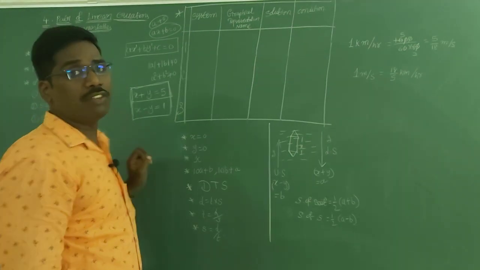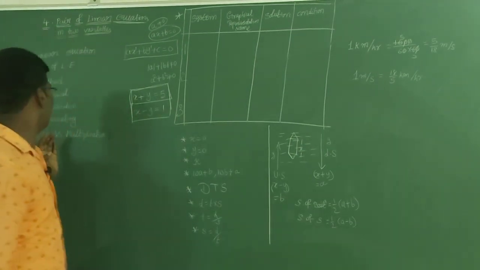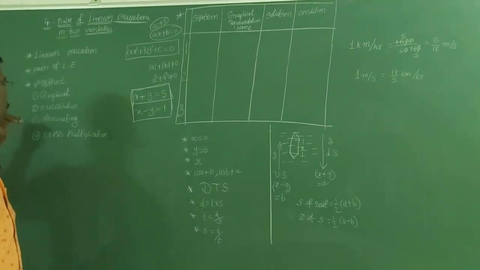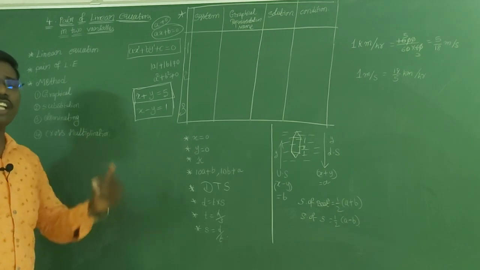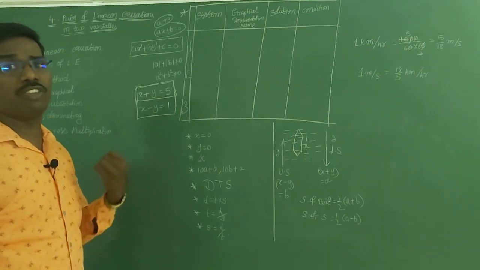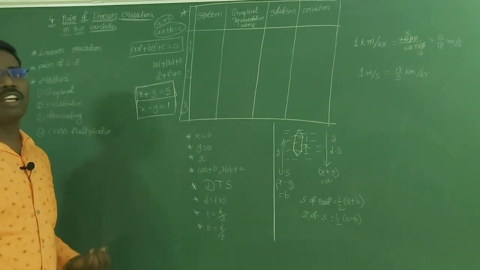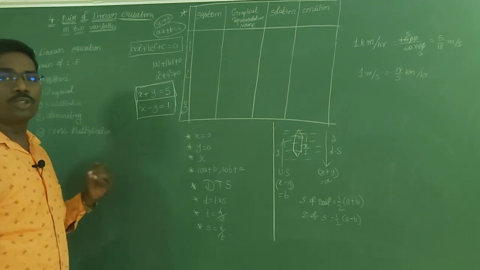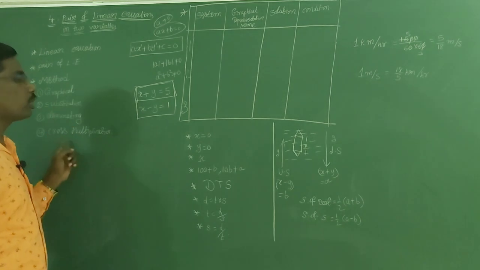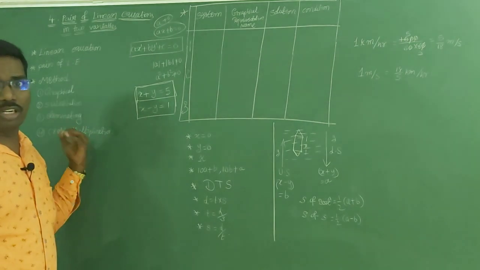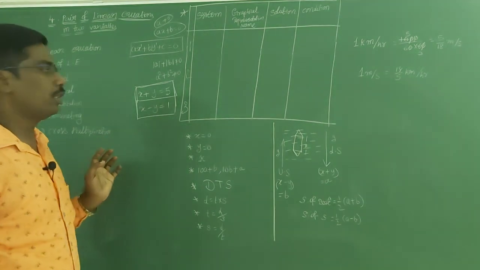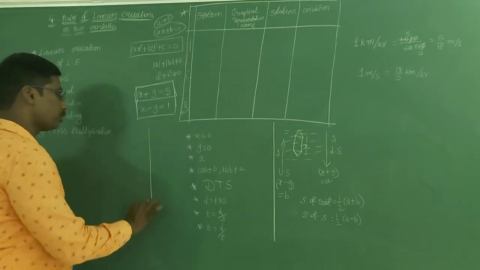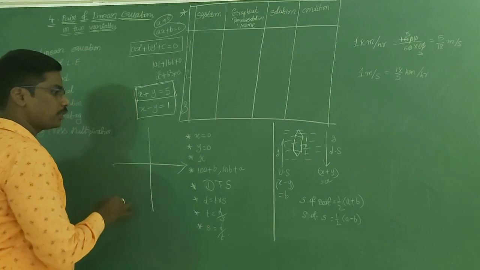For solving these equations, there are methods: graphical method, substitution method, elimination method, cross multiplication method. In your exam, if they want to ask a concept question, they will ask which method is not used to solve pair of linear equations. They will leave out one option, and you have to choose that one. Now the graphical method. How to do the graphical method? See, here the x-axis and y-axis will be there.